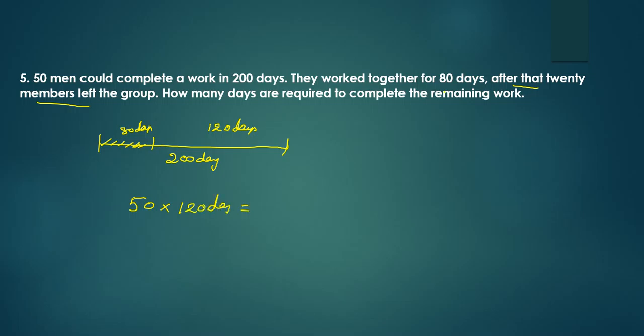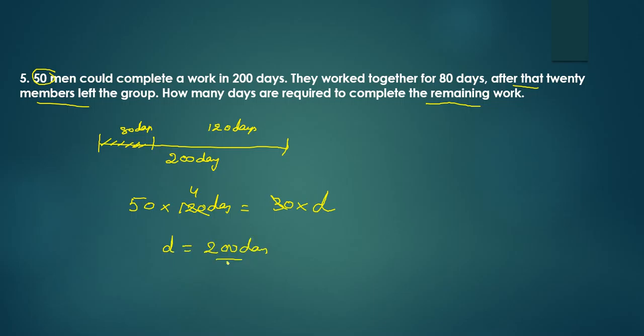But what happened after 80 days? 20 members left the group. How many members were there initially? 50 men are there. If 20 members have left, the number of people will become how much? 30. In how many days can they complete the remaining work? Let us say the number of days required is D. 30 ones, 30 fours. So the number of days required is 200 days.